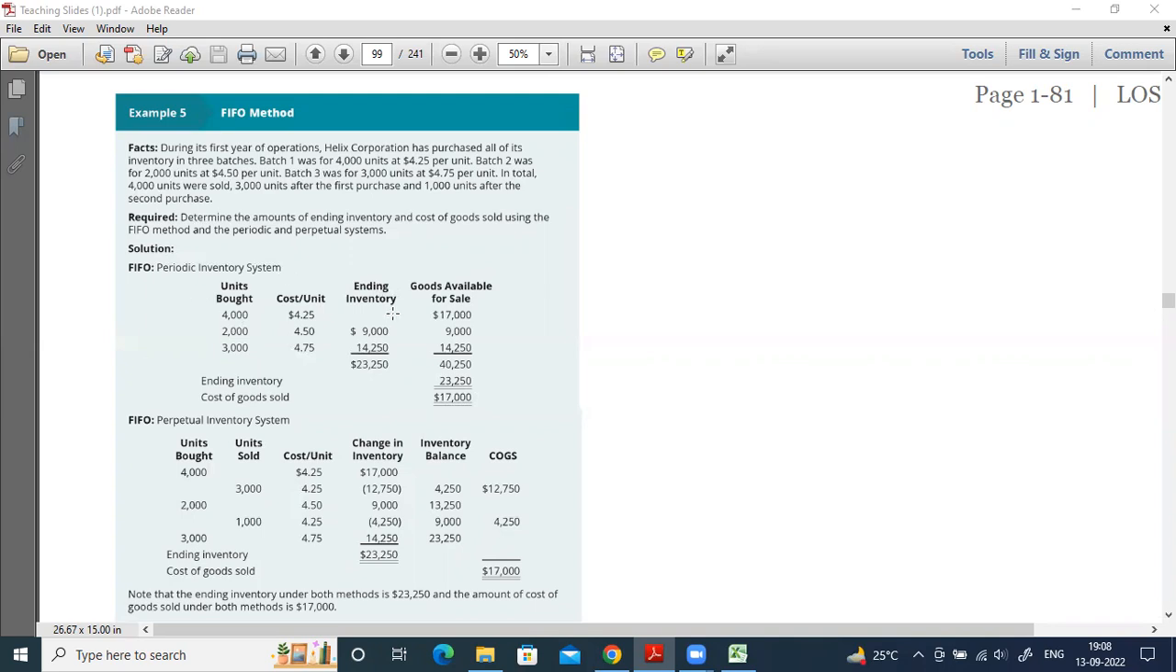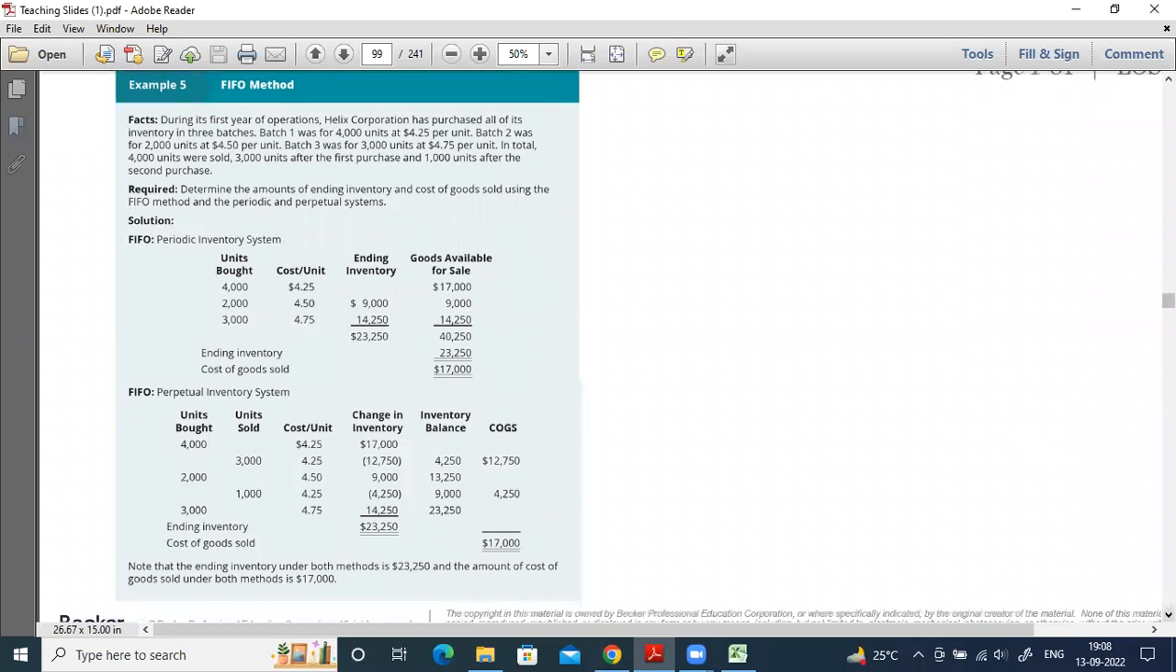So the periodical inventory system is very simple. I don't think you have any query on the periodical inventory system. Next is perpetual. Is the periodical inventory system clear? Yes, sir.